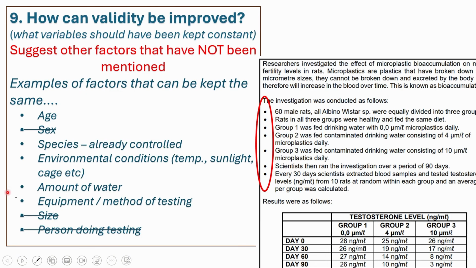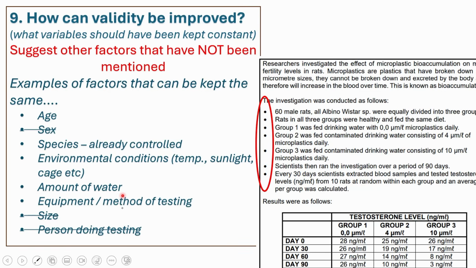Right, then the next one was the amount of water, the amount of the liquid being given. In this investigation, they were given water that contained different amounts of microplastics, but they didn't control how much water they gave each of the rats every day. Okay, and that would affect how much microplastic the rat gets in and therefore affect the testosterone level. So they should have controlled the amount of water that they gave the rat.